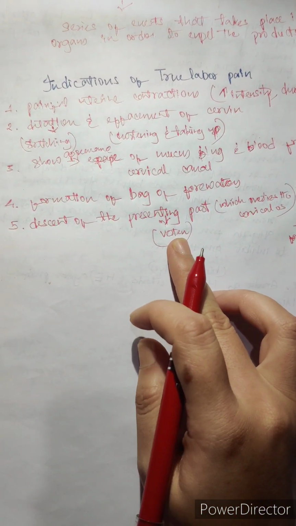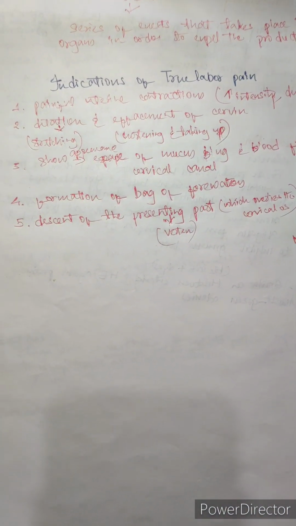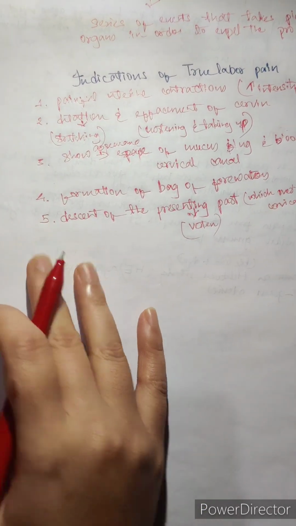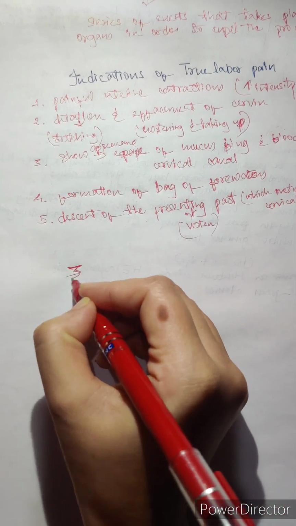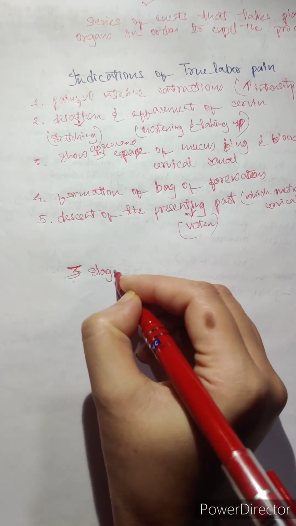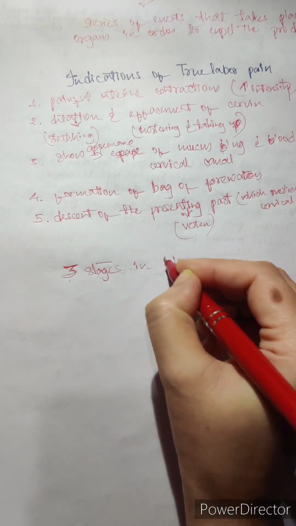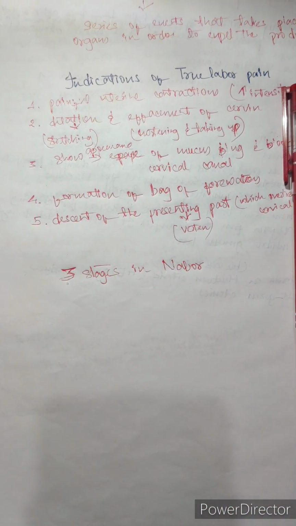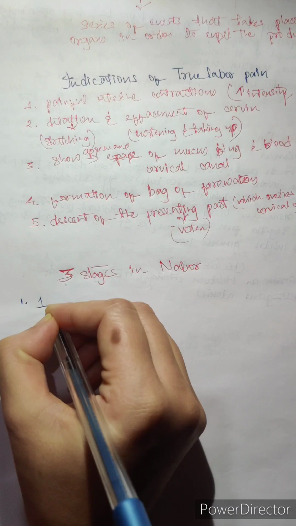So what are the indications of true labor? These are the indications of true labor. Normally there are 3 stages in labor. So the first stage is the first stage.